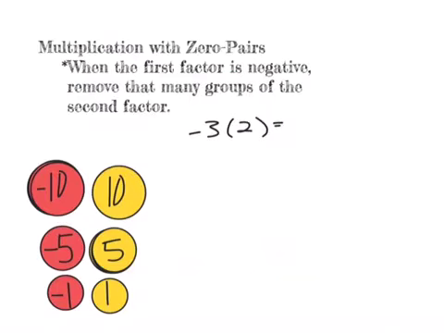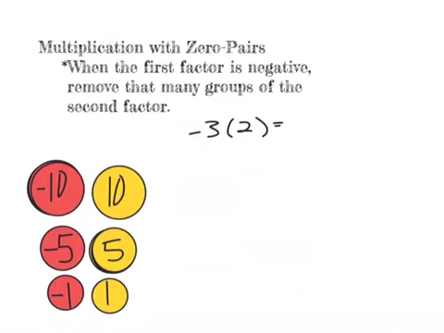All right, so here's the second rule. When the first factor is negative, remove that many groups of the second factor. So this negative symbol here in front of the first factor is kind of making an opposite rule. Instead of creating, we're now going to remove. The problem is I've got nothing here to work with. So how could I possibly remove anything?